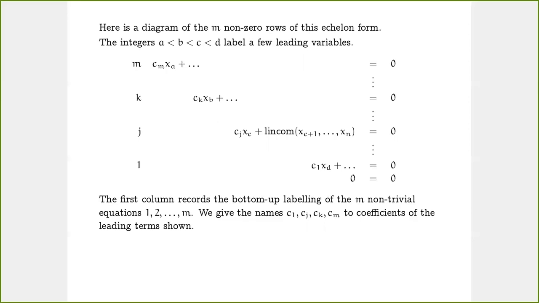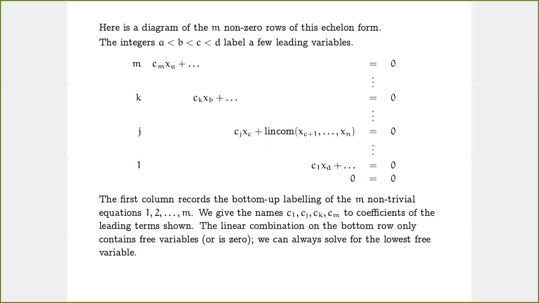We've given names to the coefficients of the leading terms, and now notice that the linear combination of the bottom row only contains free variables. In other words, what's over here could be 0, but it can only contain free variables because a leading variable would have to be to the right of it, and there are no leading variables. This is the bottom non-zero row, so anything below it is 0.